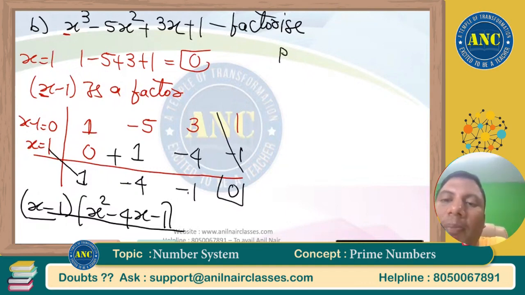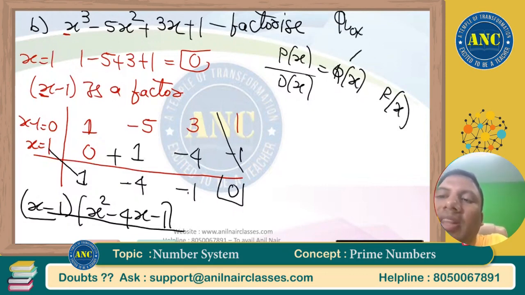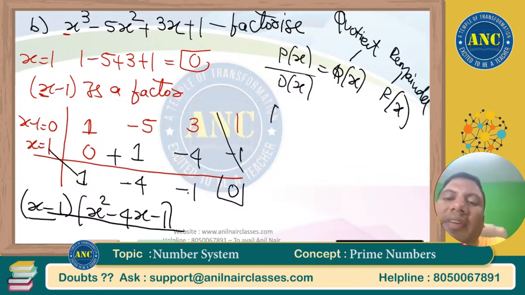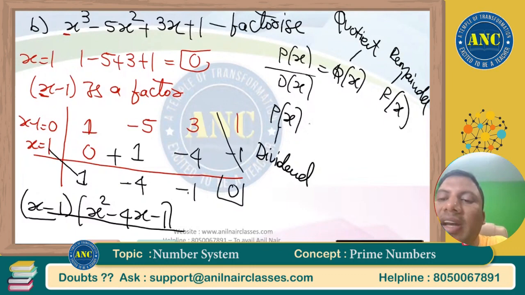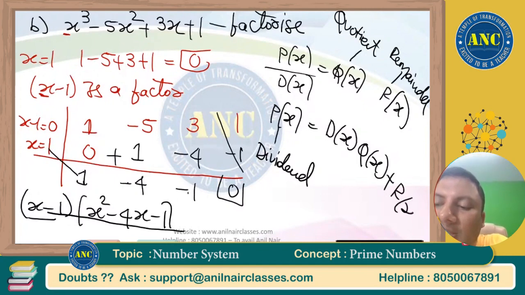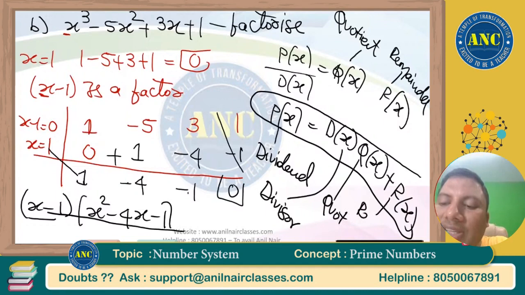See here, if a polynomial function is divided by a divisor, you will get Q of x, which is the quotient, and R of x, which is the remainder. Dividend is the number which is getting divided. Dividend equivalent to divisor into quotient plus remainder. D of x is the divisor. Q of x is the quotient. R of x is the remainder.